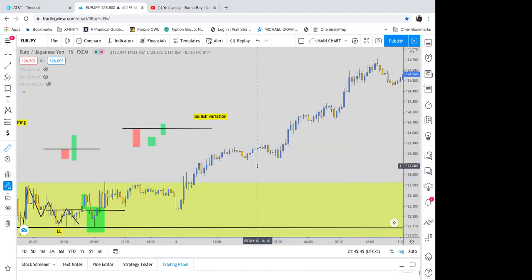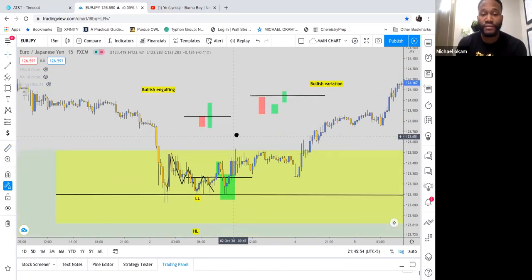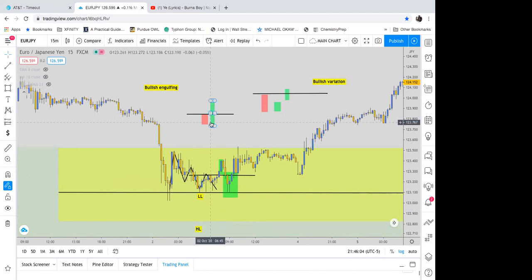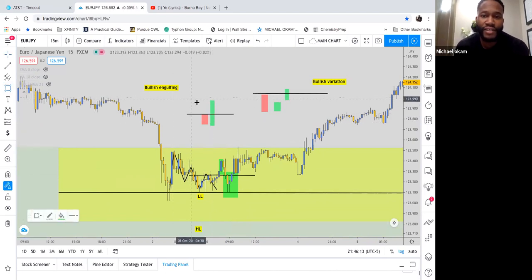Mike, does the overlap give you a good mindset to know that it's going to be a higher high? Yes. So this overlap right here, that small detail is really telling me that buyers are in the market. There's more buyers in the market than sellers.